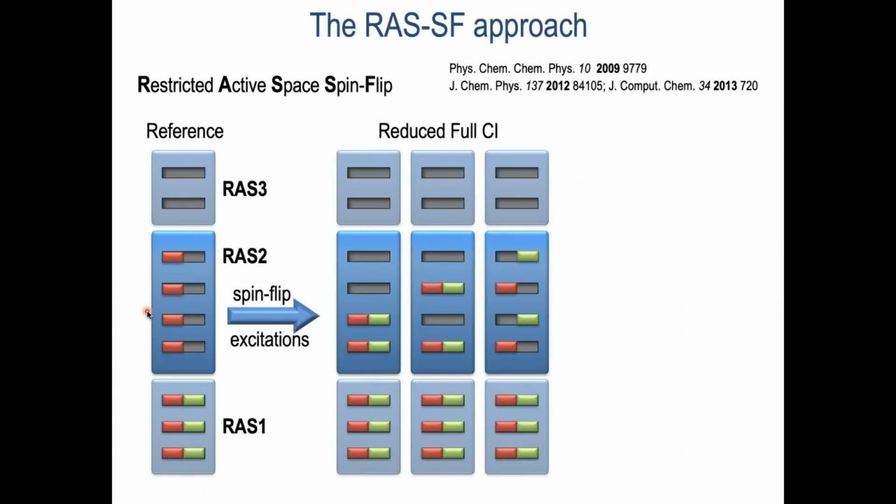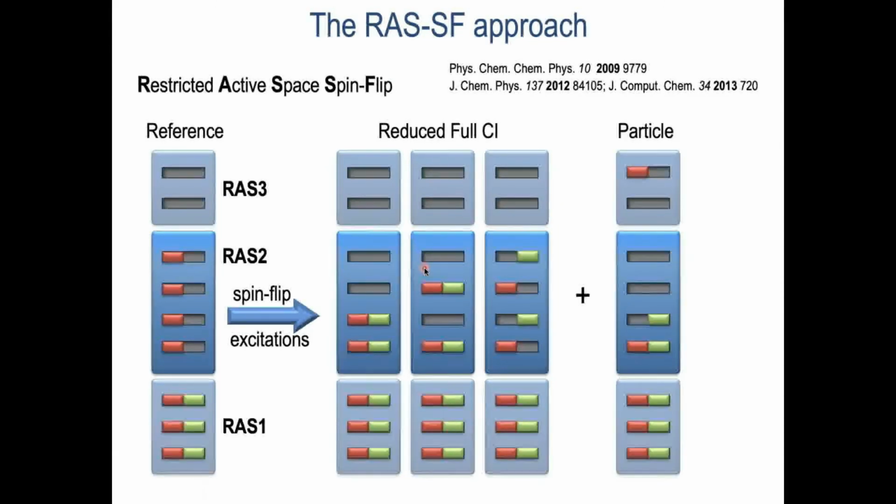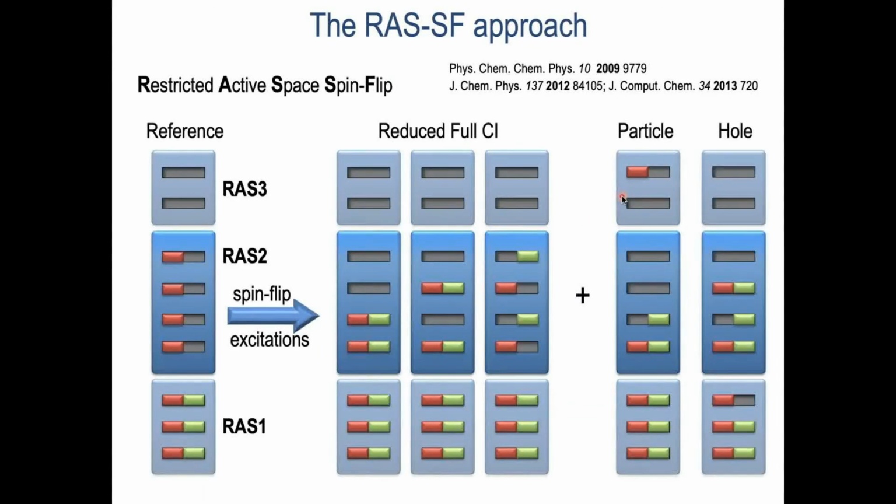And what we do is, instead of using singles or doubles excitations, we have all possible excitations within this RAS2 space. So meaning that, in a sense, we have a full CI within this reduced orbital space. On top of that, we might add additional excitations that go beyond this RAS2, and we have what we call particle contributions, where we promote electrons from RAS2 to RAS3, or hole excitations that move electrons from RAS1 to RAS2, and so on.